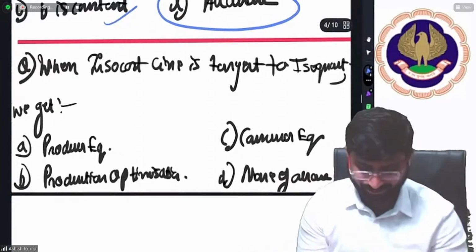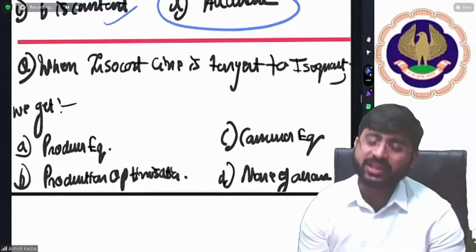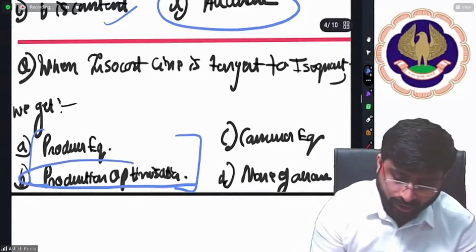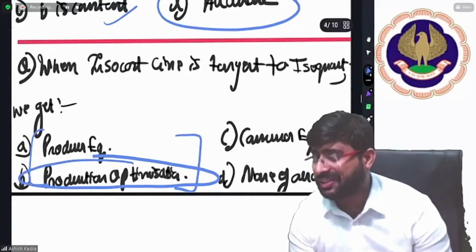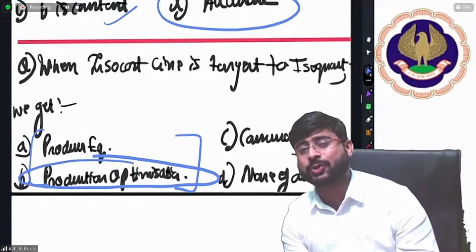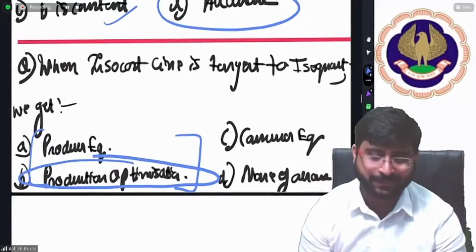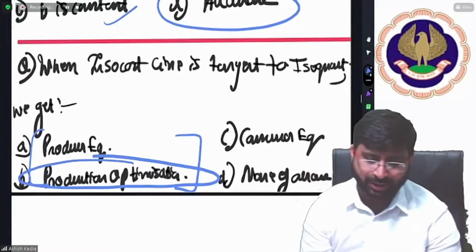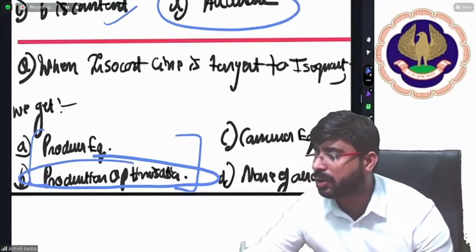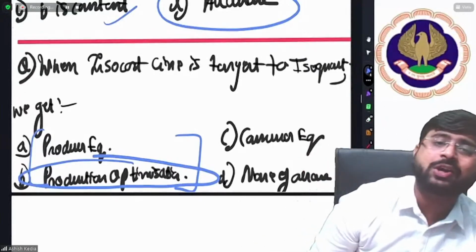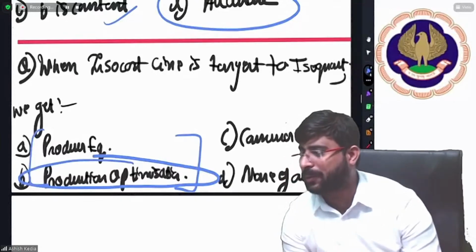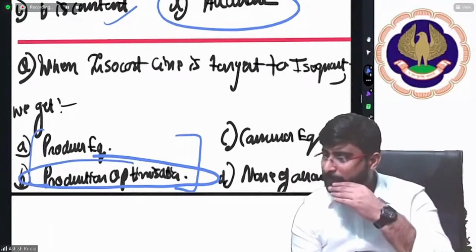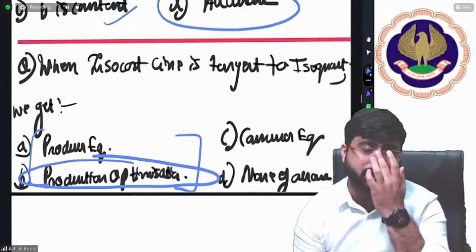Remember, if there is a fight between producer equilibrium and production optimization, you will always choose production optimization, because that is the word we use. Producer equilibrium is used to show the profit scenarios, so better not use that word. That is why I gave you this question. The correct word you will use is production optimization. So B is the correct answer.